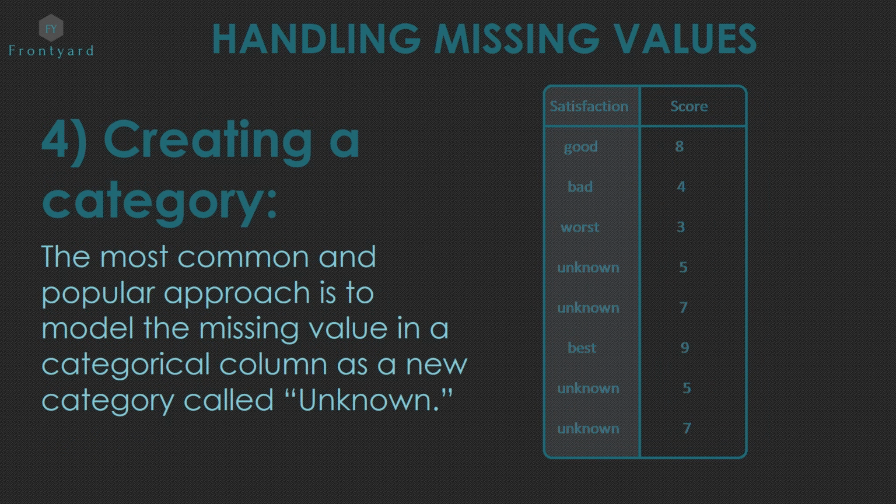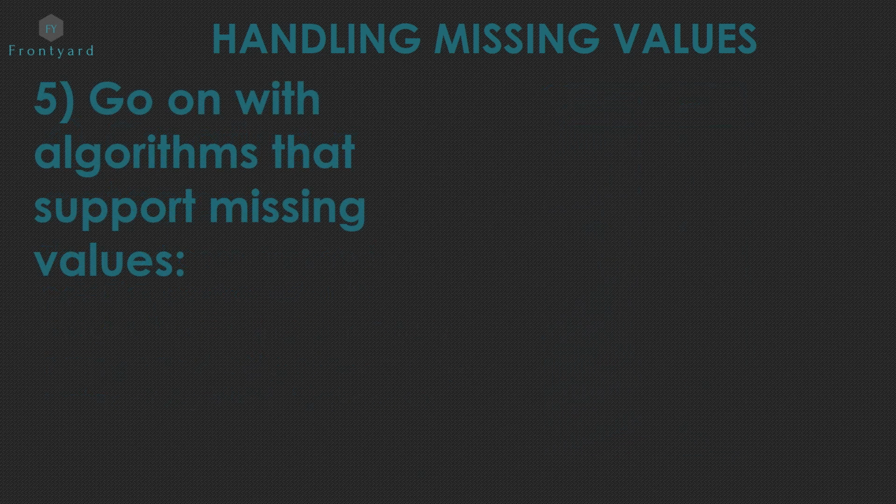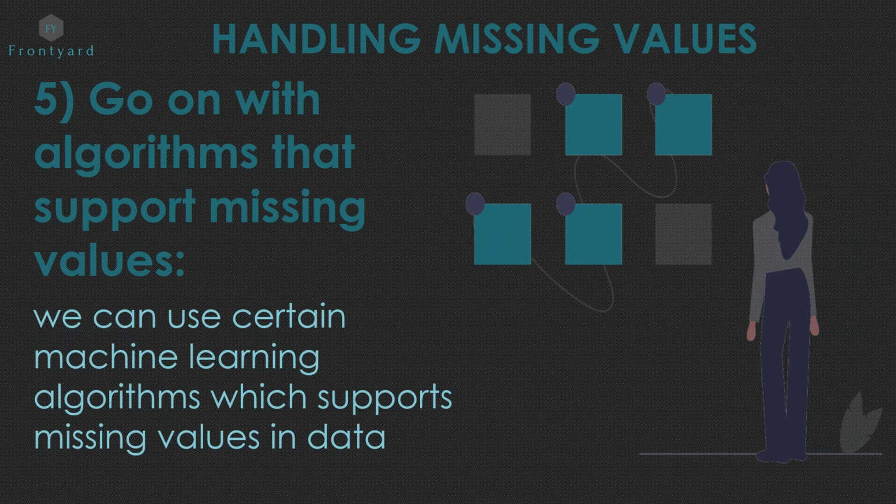Fourth, creating a category. The most common and popular approach is to model the missing value in a categorical column as a new category called unknown. In this, you can see the missing values are categorized as unknown. Go on with algorithms that support missing values. We can use certain machine learning algorithms which support missing values in data.